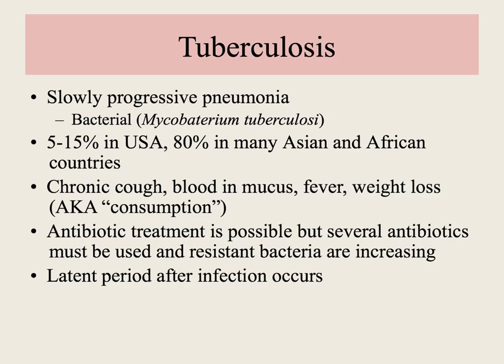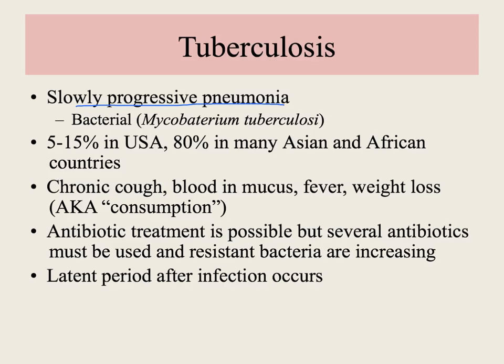Tuberculosis is not so much a problem in the United States. Only about 5 to 15% of the United States population has been exposed to tuberculosis, but in many Asian and African countries, more than 80% of the population registers positive to an exposure to tuberculosis bacteria. And so when it's active, it's a slowly progressive pneumonia. It's an infection in the lungs primarily. Almost all tuberculosis cases are lung tissue based. It can occasionally develop an infection in another part of the body, but basically it pretty much is in the lungs.